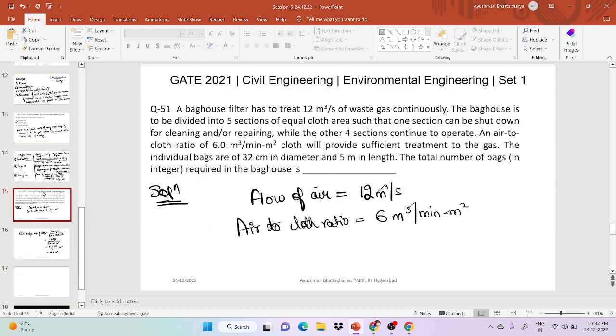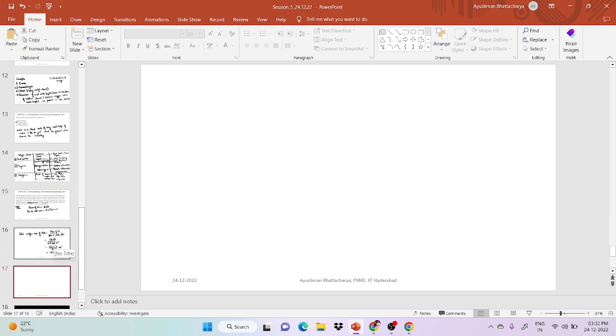Now the area of each bag. They have given the individual bag as 32 centimeter diameter and 5 meter in length. So the area of each bag will be pi d l, or 2 pi r l.